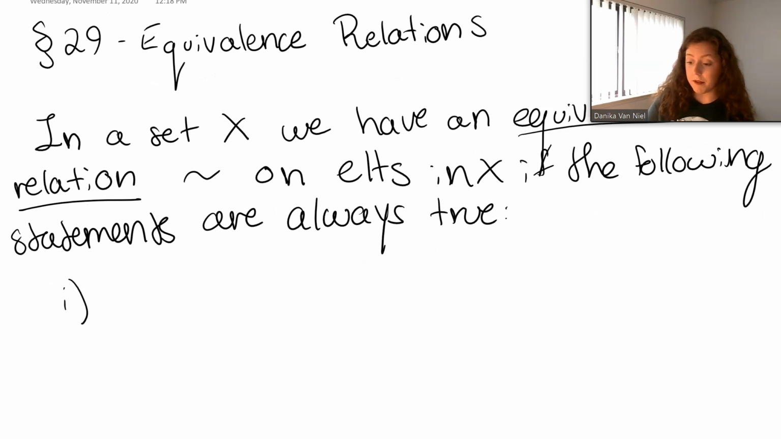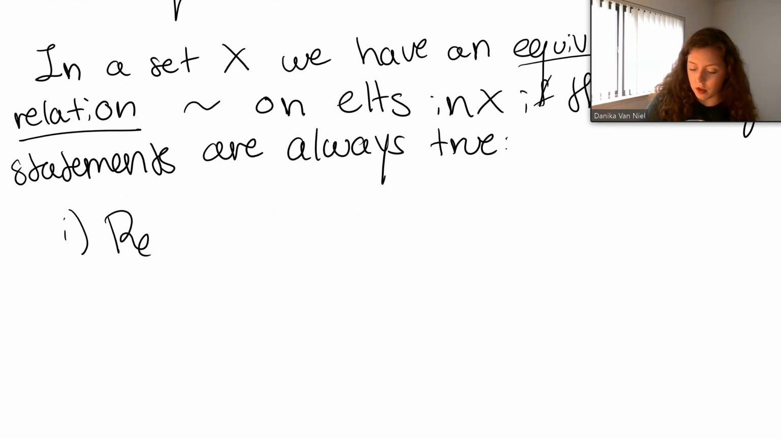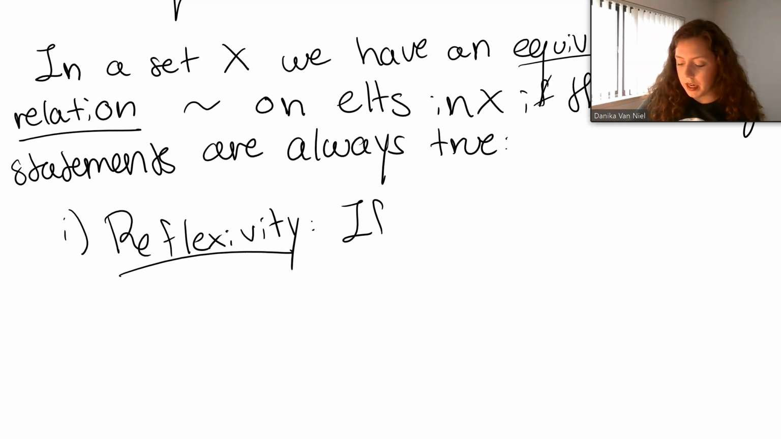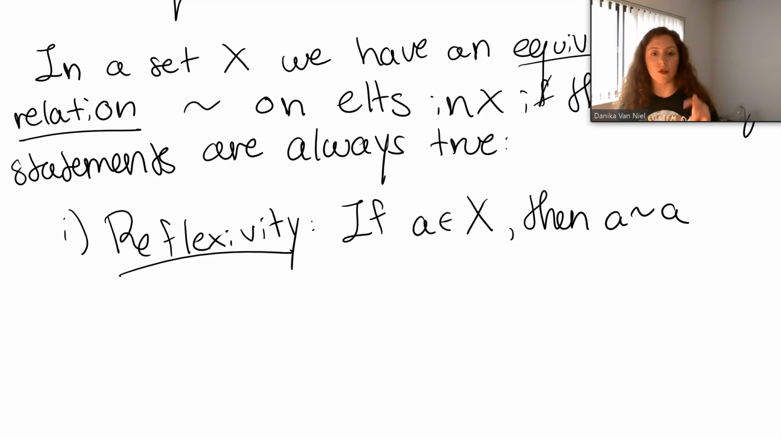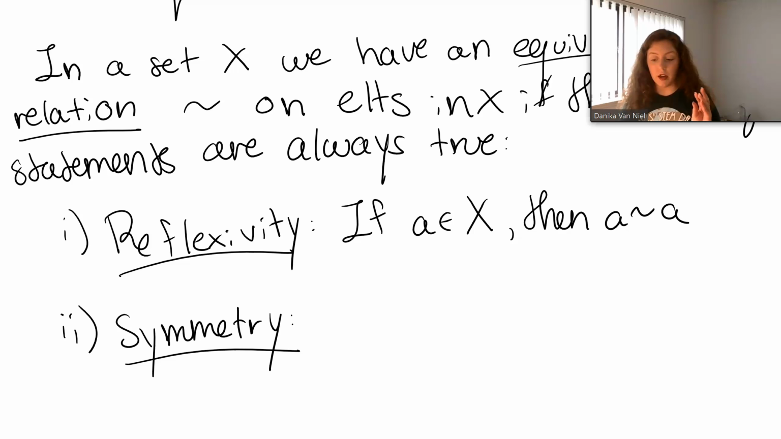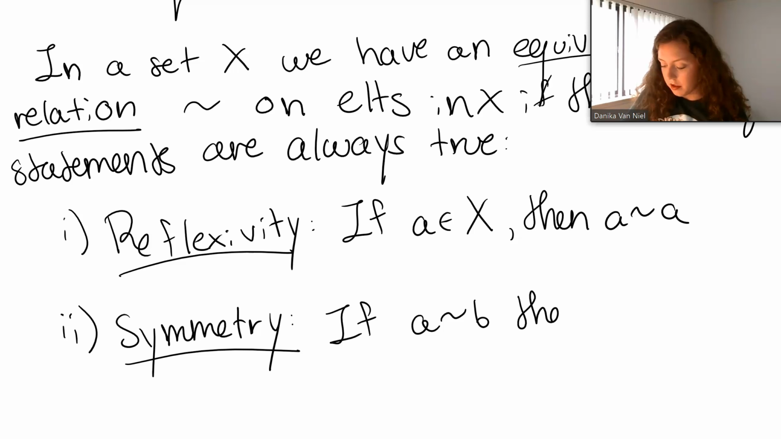But anyway, part I is reflexivity. Okay, so that's the name of this property. How it's stated is: if there's an element A in X, then A twiddles A. So every element twiddles itself. Part II, symmetry. For a relation to have symmetry, if A twiddles B, then B twiddles A.